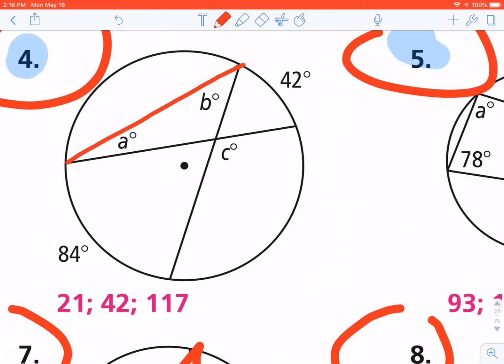So the first thing that I'm going to do is I'm going to trace the angle that creates angle A, and that tells me that I create an arc that is 42 degrees. So the rule is take half of that measurement, so half of 42 is 21. So angle A is 21.